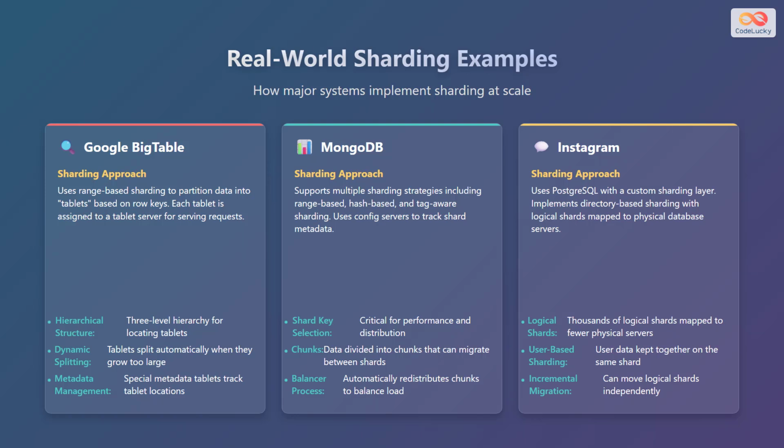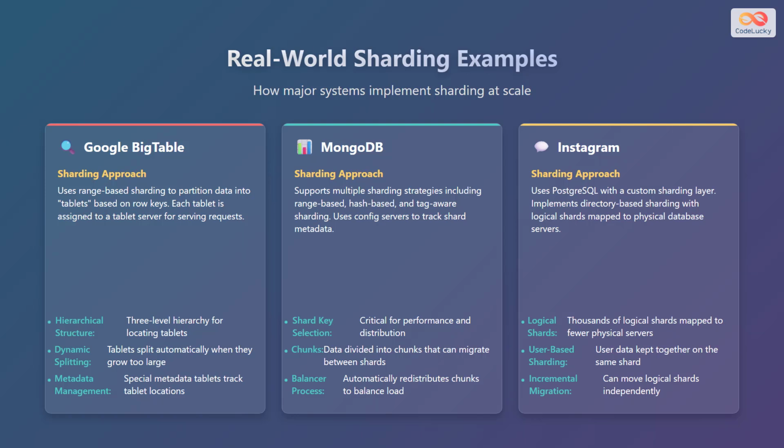MongoDB supports multiple sharding strategies, including range-based, hash-based, and tag-aware sharding. It uses config servers to track shard metadata, where the shard key selection is critical for performance. Data is divided into chunks that can migrate between shards, and a balancer process automatically redistributes chunks to balance load.